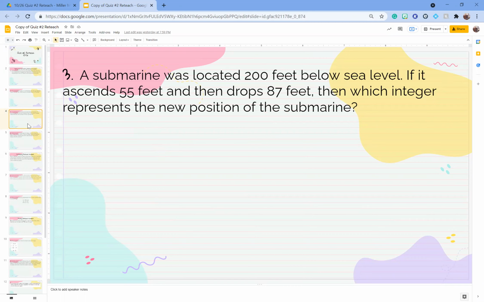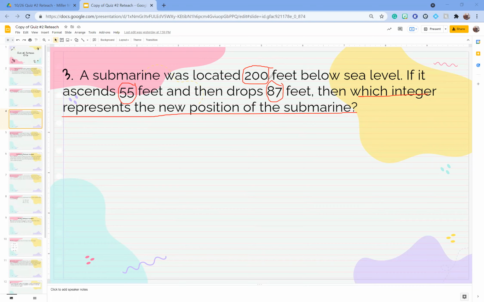Number 3, a submarine was located 200 feet below sea level. If it ascends 55 feet, then drops 87 feet, then which integer represents the new position of the submarine? Underline which integer represents the new position of the submarine and our numbers. We're at 200, 55, and 87. Now let's look for some keywords.